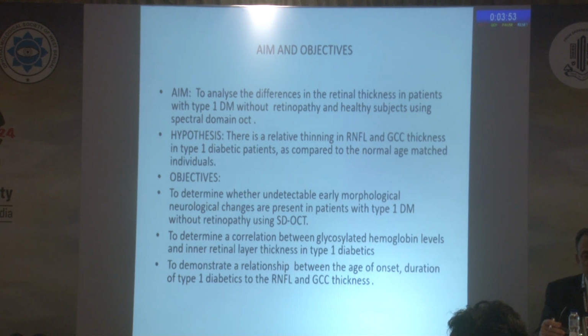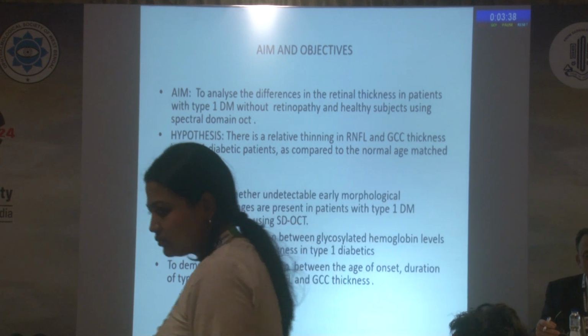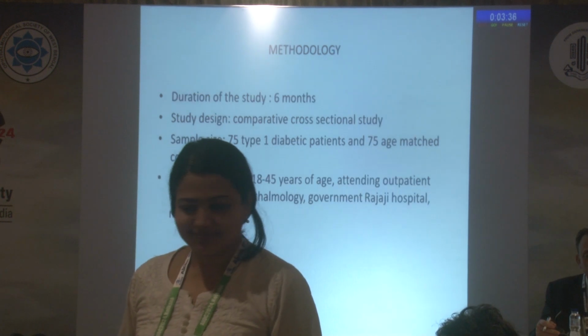The objective was to determine whether undetectable early morphological and neurological changes are present in patients with type 1 diabetes without retinopathy using spectral domain OCT, to determine a correlation between glycosylated hemoglobin levels and inner retinal layer thickness, and to demonstrate a relationship between the age of onset and duration of type 1 diabetes to the RNFL and GCC thickness.